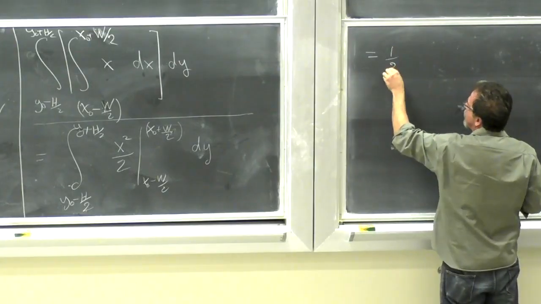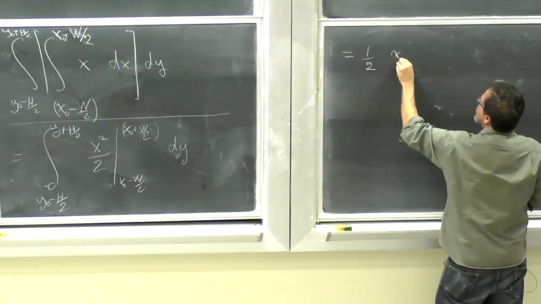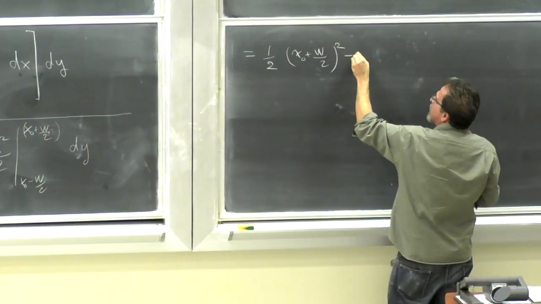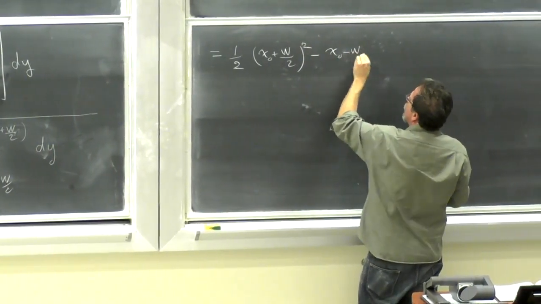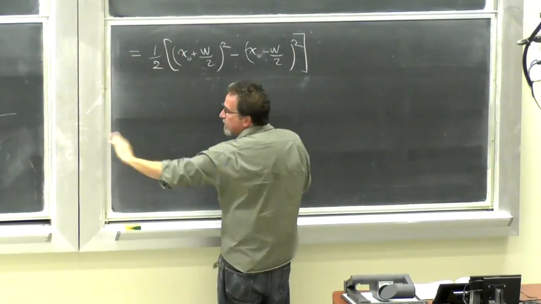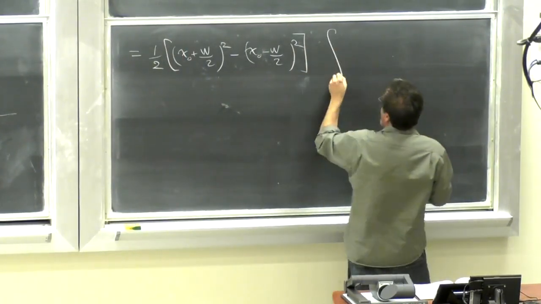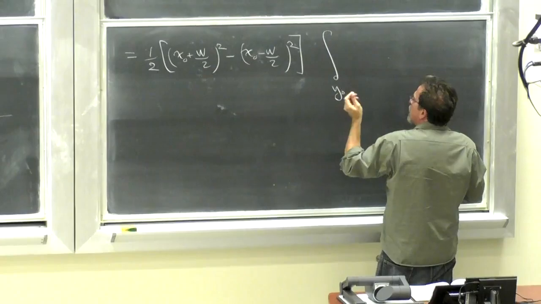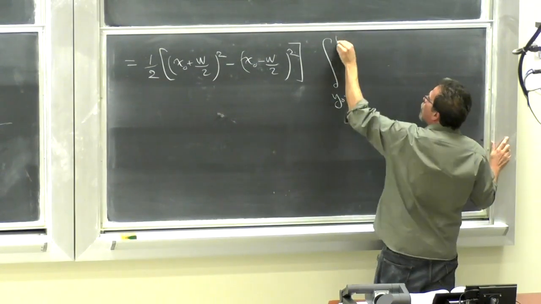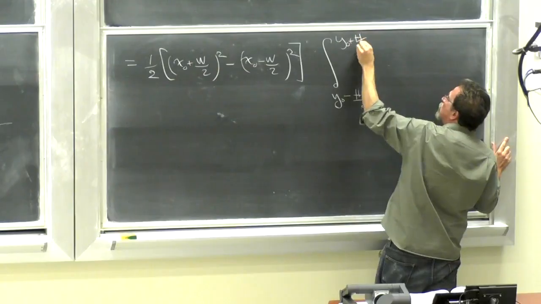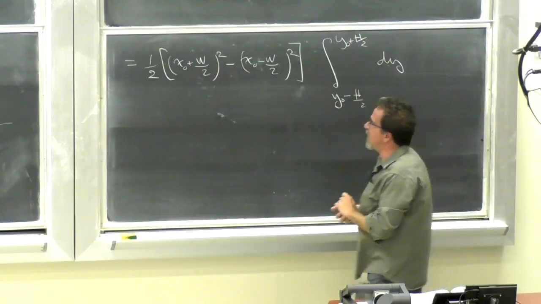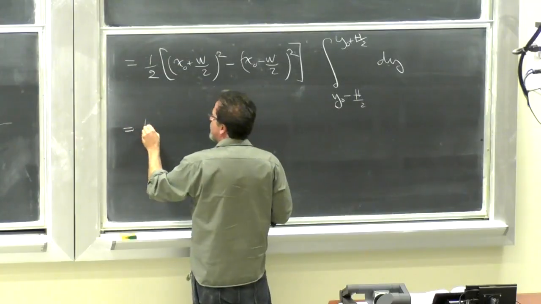I have 1/2 x0 plus w over 2 quantity squared minus x0 minus w over 2 quantity squared. I'm going to put that in parentheses. That's the evaluation of what's in the integral. And then, of course, what remains outside is the integral from y0 minus h over 2 to y0 plus h over 2 dy. Okay?